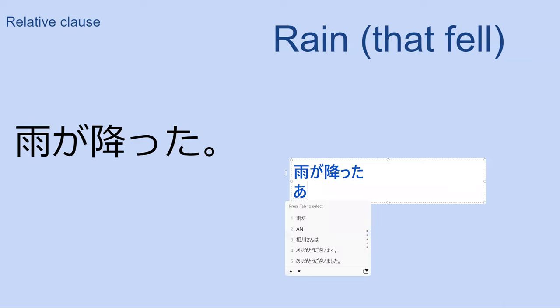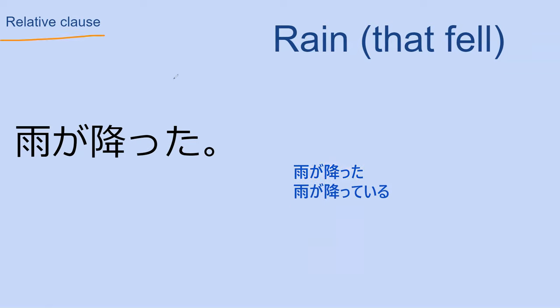If it was "rain is falling," it's ame ga futteru. So I didn't change the tense over here. I said "the rain that fell," not "rain fell." So I added a "that" to the sentence in English. That is a sign of a relative clause. Relative clause is a big grammatical term that means we have a baby sentence that is turning into an adjective.